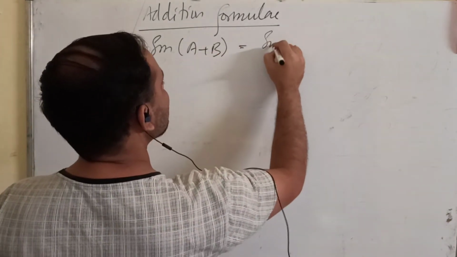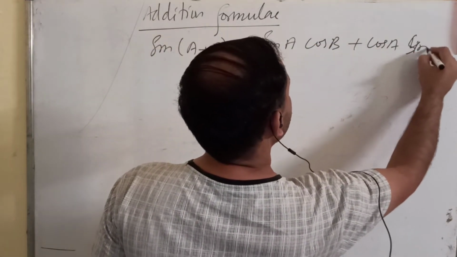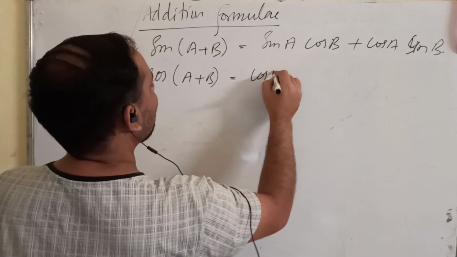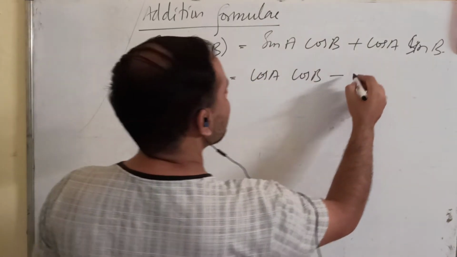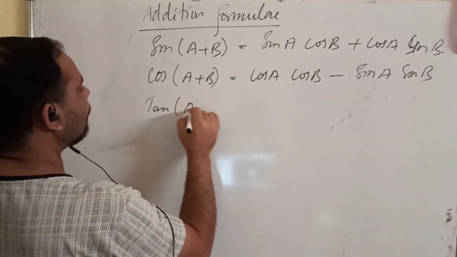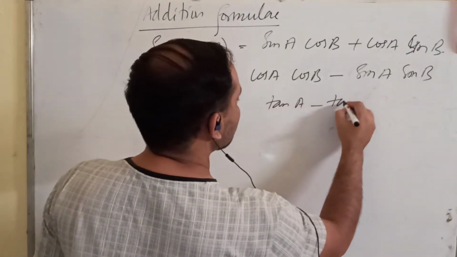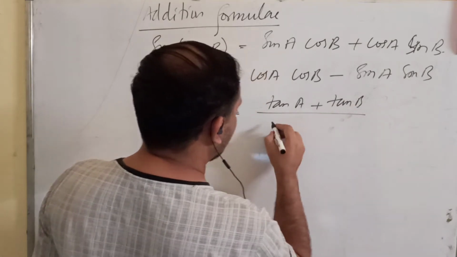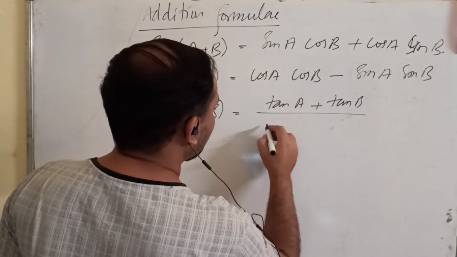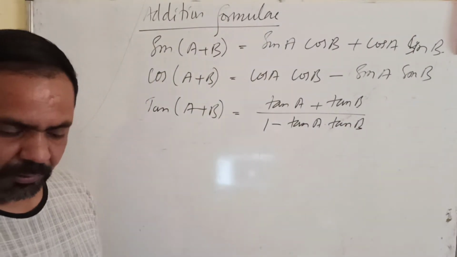So sine A plus B is sine A cos B plus cos A sine B. Then cos A plus B is cos A cos B minus sine A sine B, and tan A plus B is equal to tan A plus tan B upon 1 minus tan A into tan B. Okay.